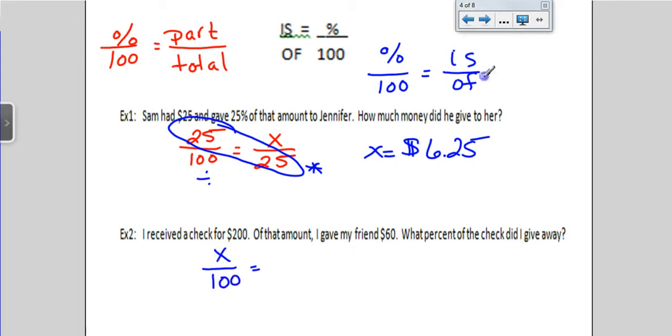And we're going to read very carefully. It needs to go is divided by of. So it says, what percent of the check did I give away? I gave my friend $60. Well, the of is also known as the total, and that's the $200, so we're going to put that down here. I gave my friend $60. They want to know what percent that is, that's why it's up top. So we're going to go ahead and cross multiply. This time we're going to take this diagonal, multiply those together, and then divide it by 200. And turns out, let's see, 30%.